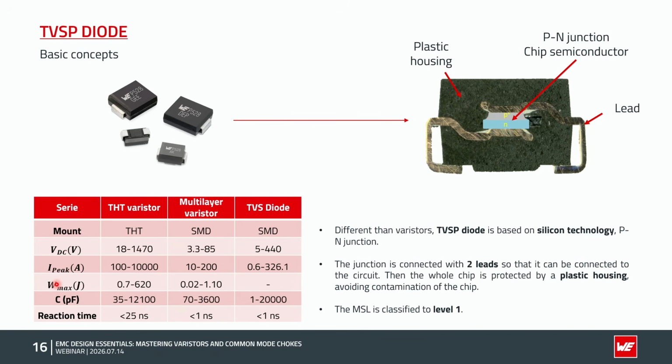In the table, you can find an overview of the main characteristics of the TVS diode. In general, like I have already mentioned before, the TVS diodes have a narrower clamping area than the varistors.